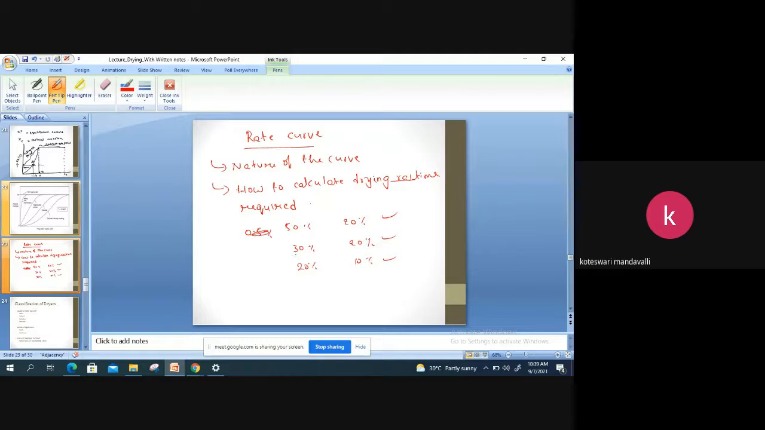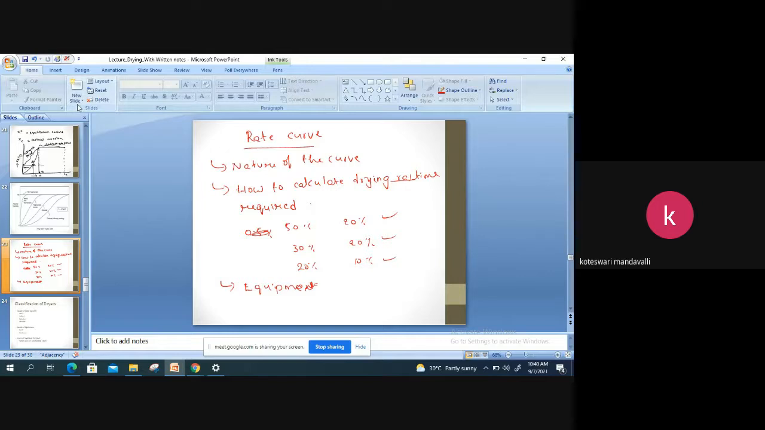So we will see the designing part, that means drying rate calculations and all, and after that we will conclude this topic of drying with some discussion on equipment. We don't discuss this equipment in detail, but I will give an equipment overview in brief. With this, we will close this topic today.